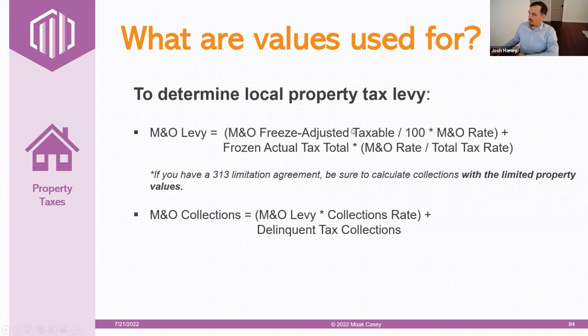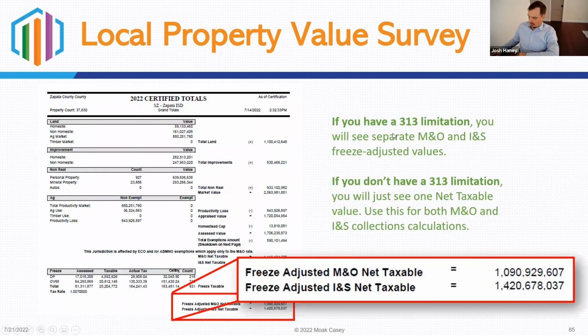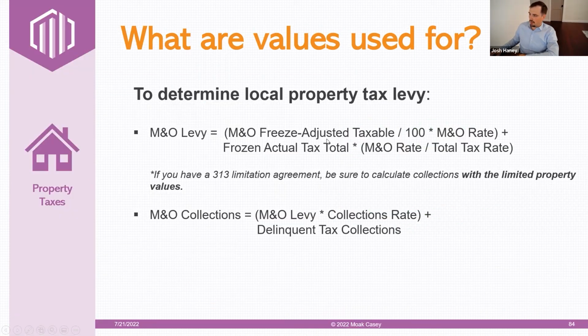And so this is, again, the collection for all of your non-frozen properties. Then we add in your frozen properties. So that's that actual tax figure we went and pulled earlier. We take that total, and then we portion that total out by how much of your tax rate is M&O.